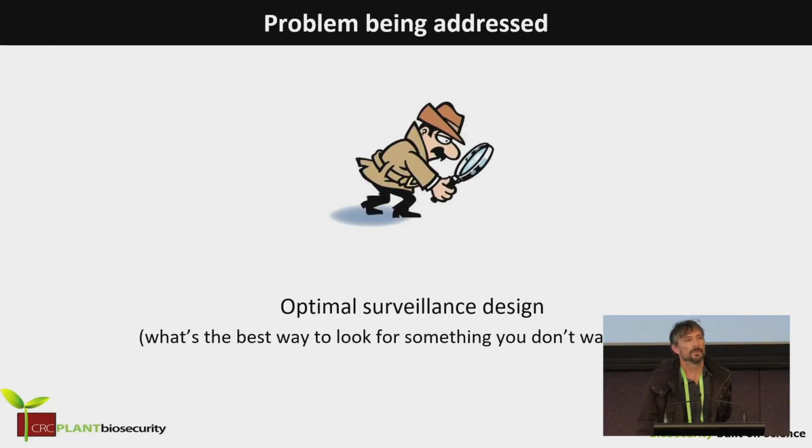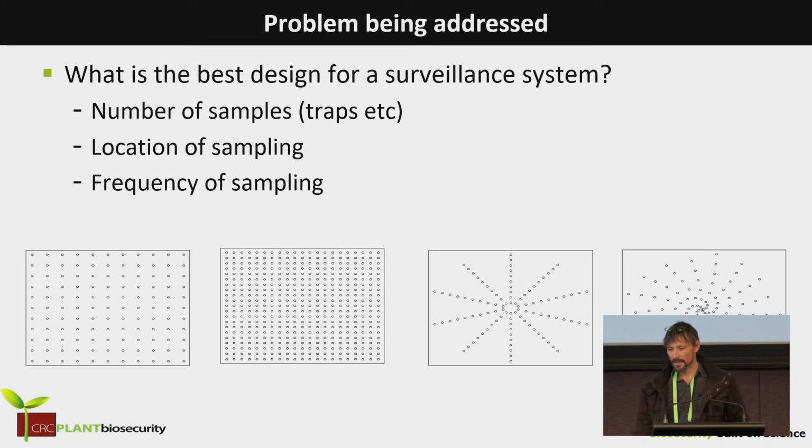So the problem that we were looking at through this whole project was about optimal surveillance design. What's the best design for a surveillance system to find something that you actually don't want to find? There are lots of talks about different methods for detecting things, but what we're specifically focused on is the design. So it's about the number of samples or traps that you use, where you actually put those samples or traps, and also how frequently you sample.